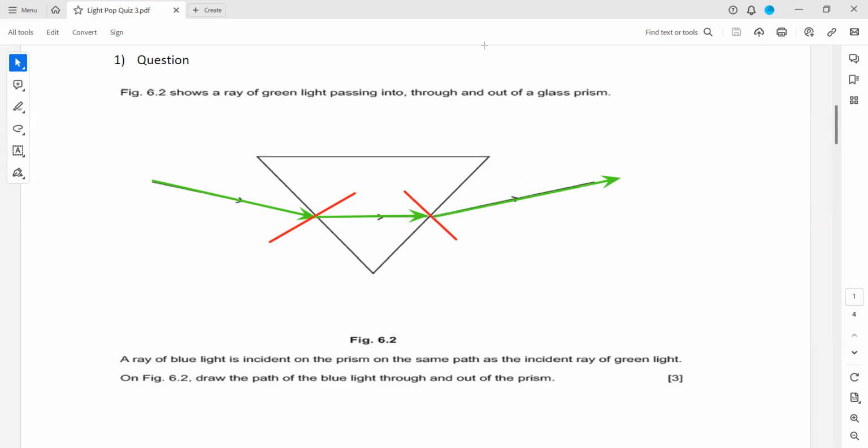The question is, if the blue light entered the same path, you have to complete the path for blue, because blue has a higher frequency than green. So blue should have a greater change in speed, so it will bend more than green. And then it will further bend away from the normal more than green. So that's how you complete the path for a blue light.